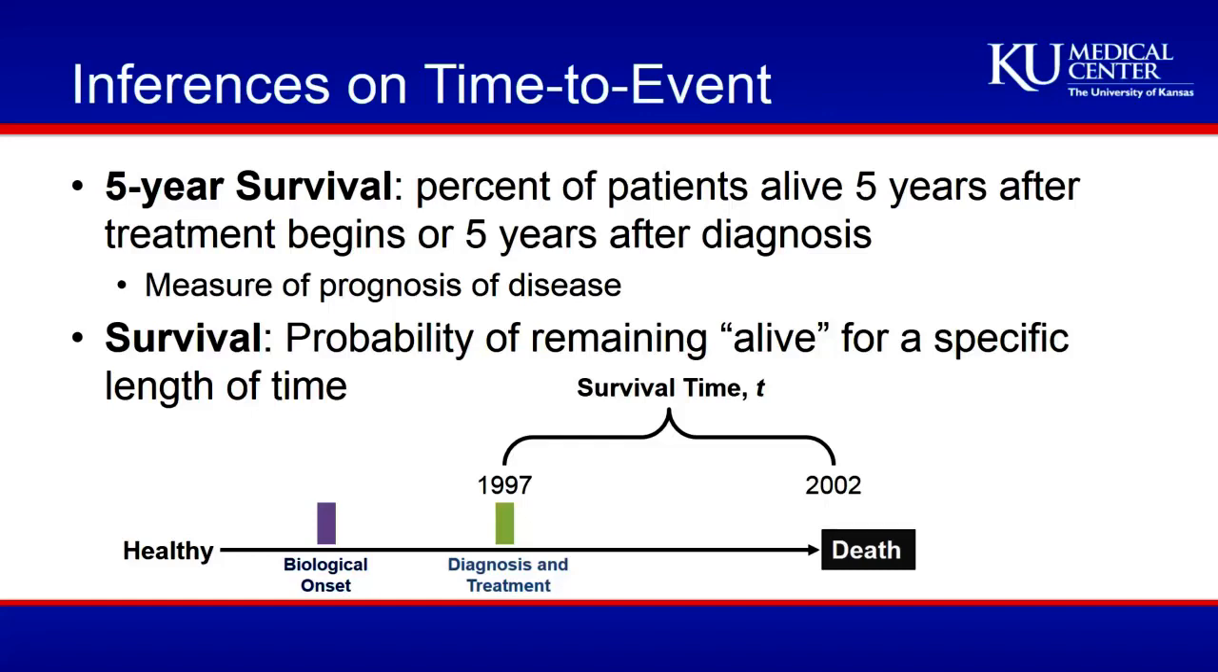We also generally talk about survival in general, and that's the probability of remaining alive, if you will. I say, quote, alive if we're talking about death, for a specific length of time. And that survival is estimated across all units of time. And that's what you see when you see those Kaplan-Meier curves. You're seeing the probability of remaining alive at each given point in time.